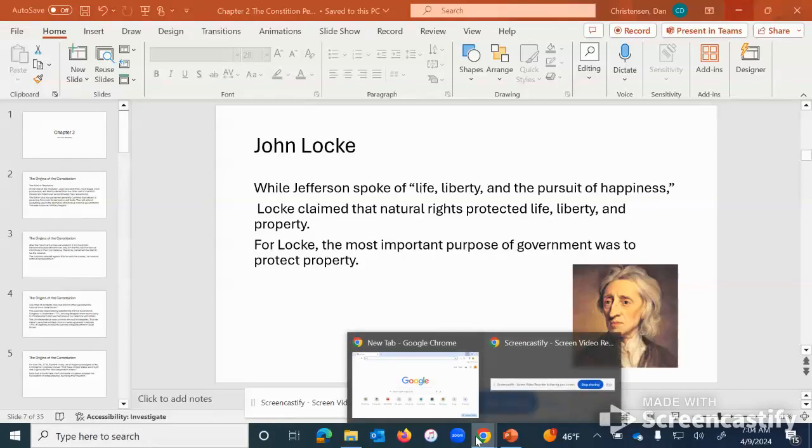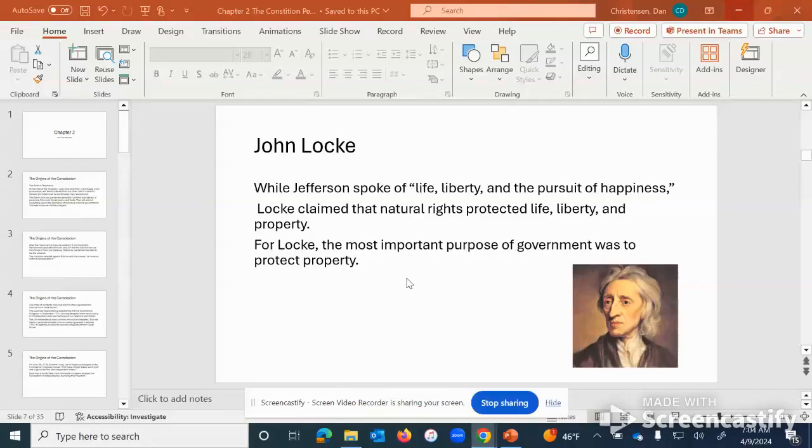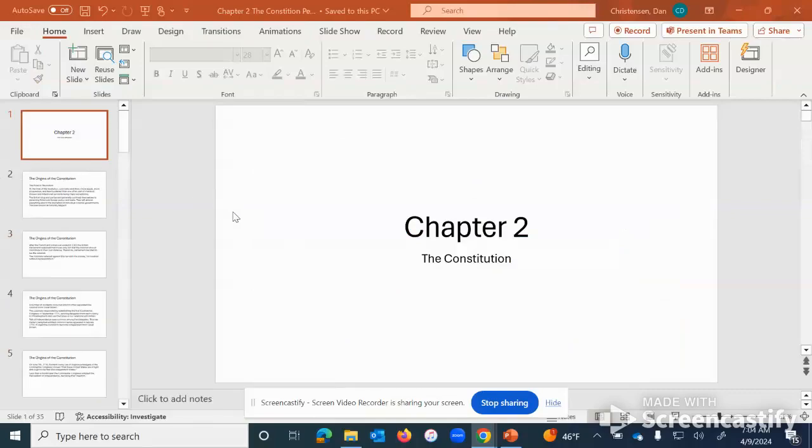All right, here we go. This is chapter 2, the Constitution. Of course, our founding document. It did not come easy.